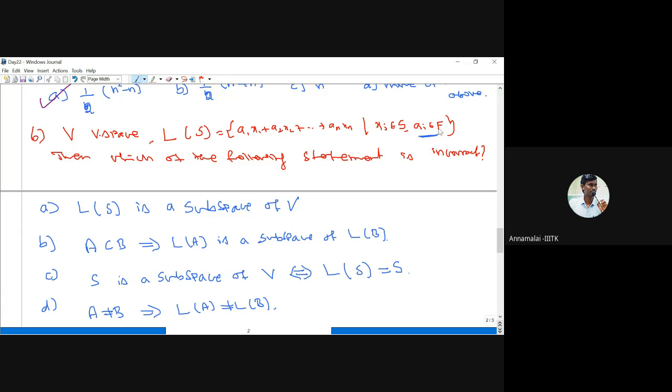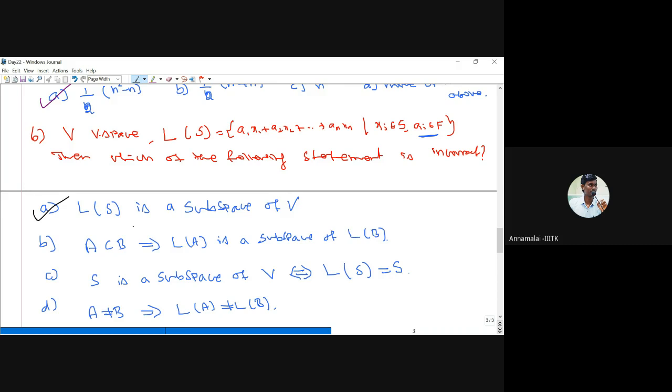If alpha is some scalar and you take any element here and multiply by alpha, then what do you get? Alpha times a1 x1, alpha times a2 x2, and so on. So again, this is a member of the span. Therefore, clearly the spanning set is always a subspace. So that is not incorrect. It's a correct statement.